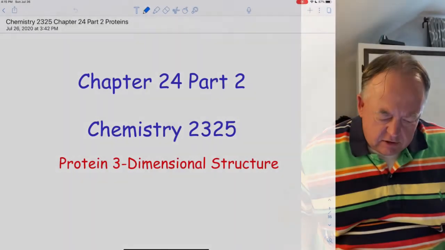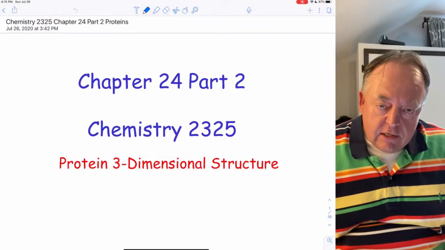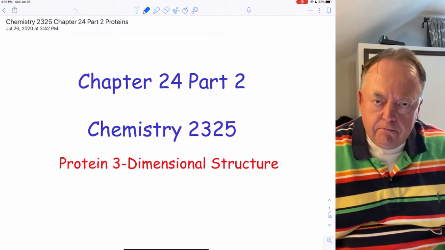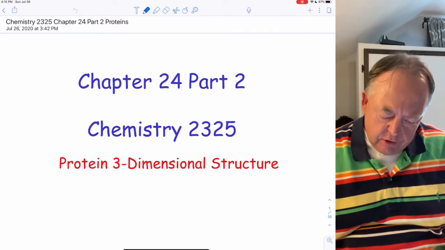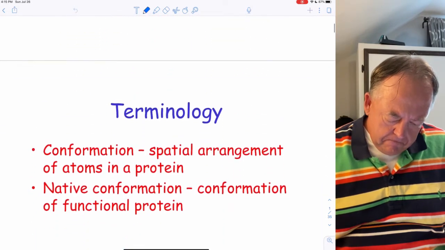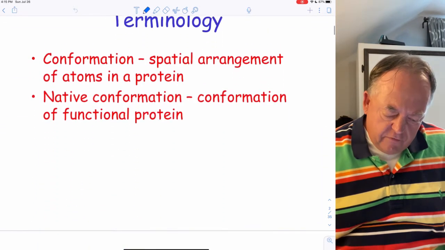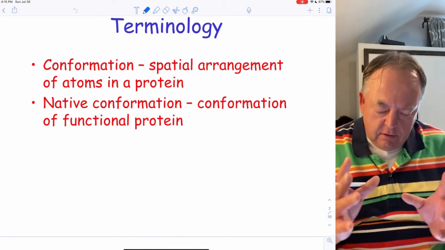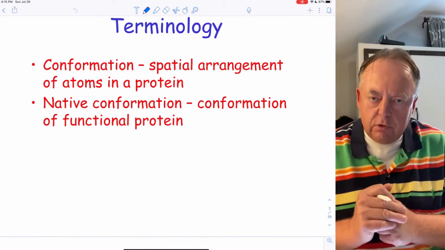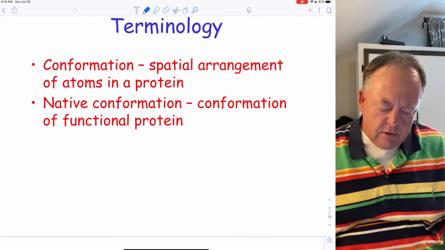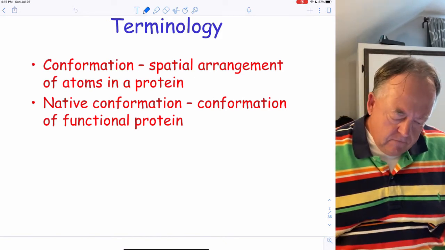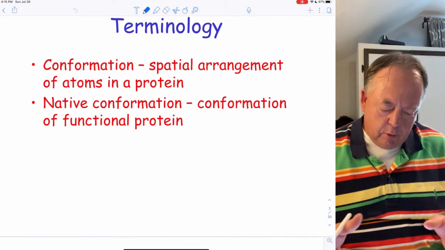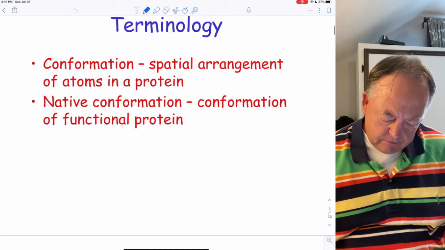Okay, so this would be the second lecture out of chapter 24 and the last lecture. In this lecture, we'll look at a little bit of protein, some very basic protein chemistry. If you remember, conformation means the spatial arrangement of atoms. In this case, we're going to look at what proteins look like in 3 dimensions. The native conformation would be simply the conformation of the protein in its functional state.